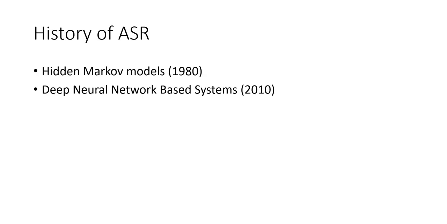The history of ASR goes back to 1980, when we had hidden Markov models for speech recognition, and recently in 2010 we came up with deep neural network based systems. Nowadays even recurrent neural networks are commonly used in automatic speech recognition systems.